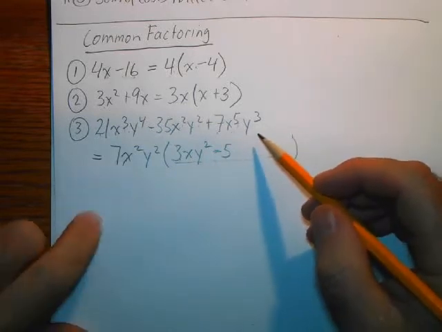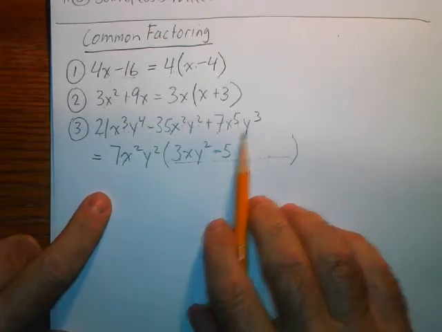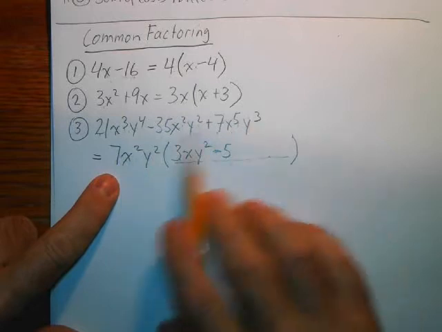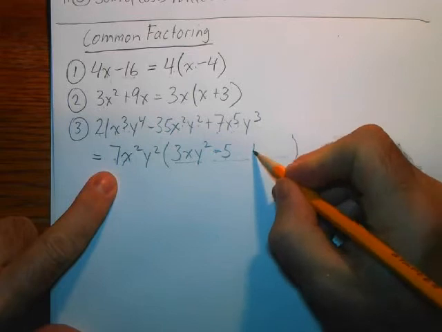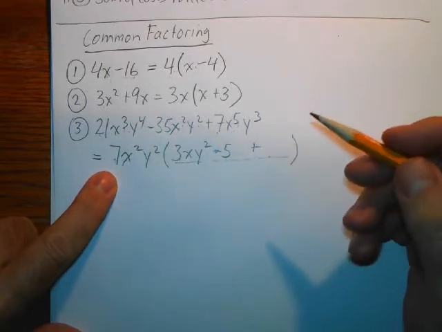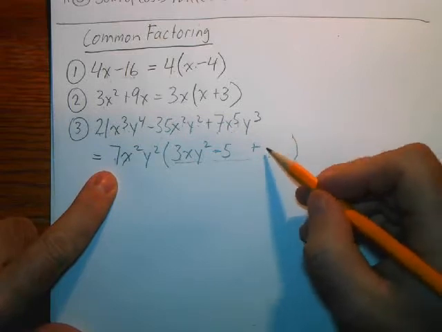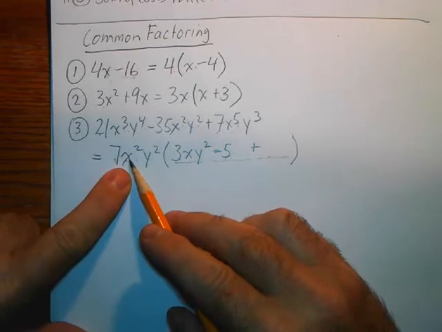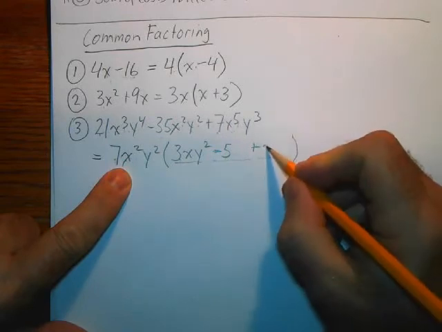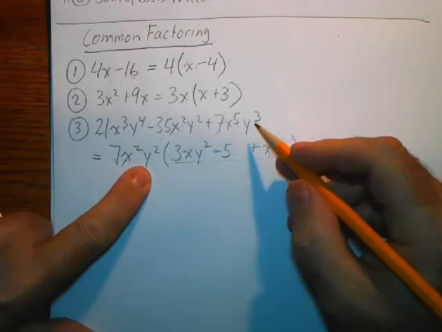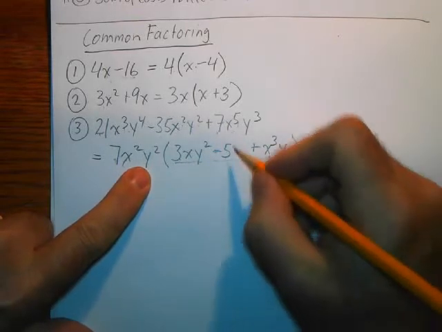And then finally, the last term, 7x to the 5th y cubed. So if I divide this out, or ask myself, what do I have to multiply 7 by to get 7? Well, we know it's positive. It's just 1. I don't have to put the 1 there. I could. But then I check the variable parts, x squared to x to the 5th. The difference would be I need to multiply by x cubed. And y squared to y cubed, that means I have to multiply by another y. And that would be my final answer.